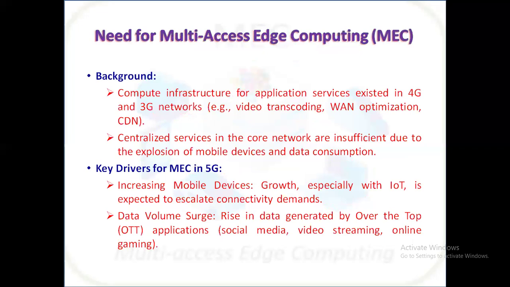Next, we'll see the need for multi-access edge computing. In previous generations of mobile networks such as 4G and 3G, compute infrastructure for application services, including functions like video transcoding, WAN optimization, and content delivery networks, was primarily located within the service provider's core network.